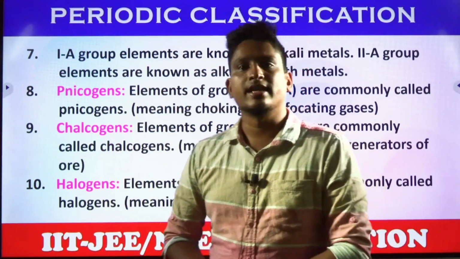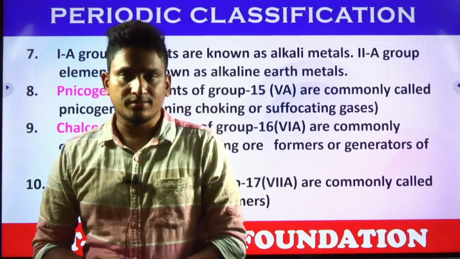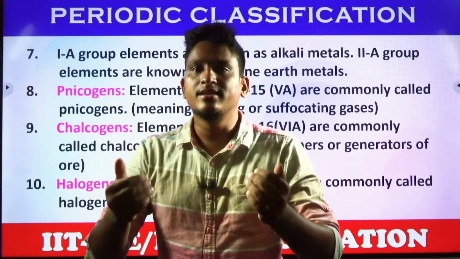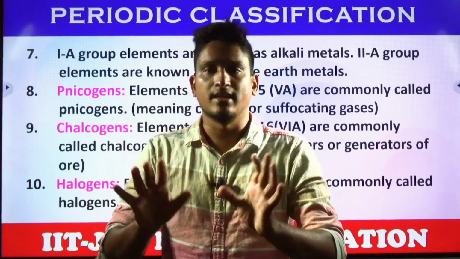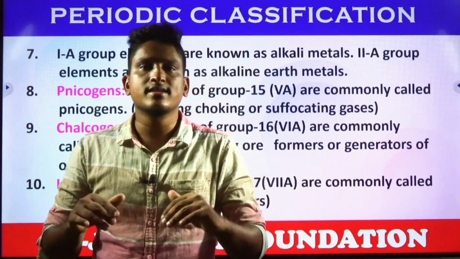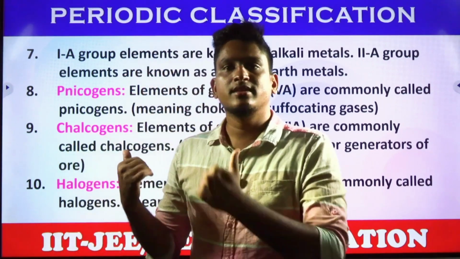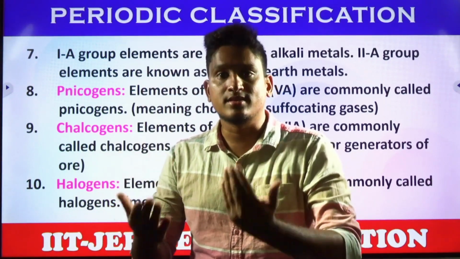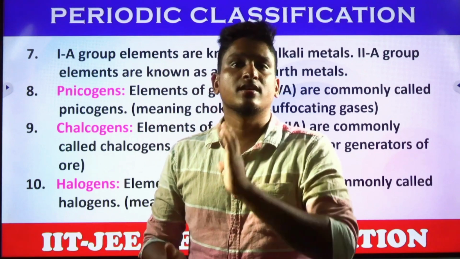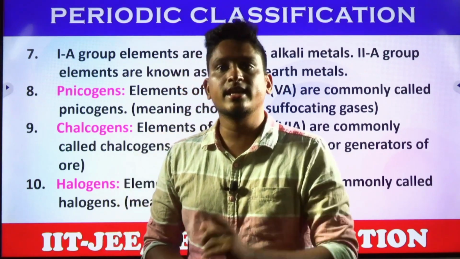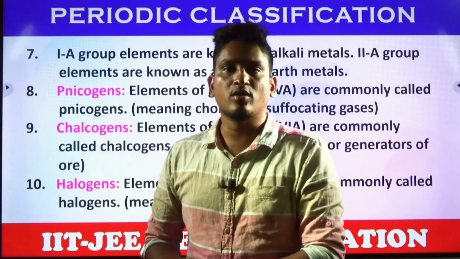Why are they called like that? For alkali metals, the reason is that when a base dissolves in water, it is called an alkali. What is an alkali? A base dissolved in water. These elements are highly reactive metals. They form basic oxides which are highly basic in nature. For example, sodium oxide Na2O and lithium oxide Li2O. All these are bases, right?